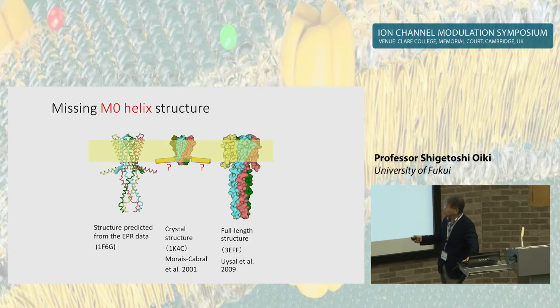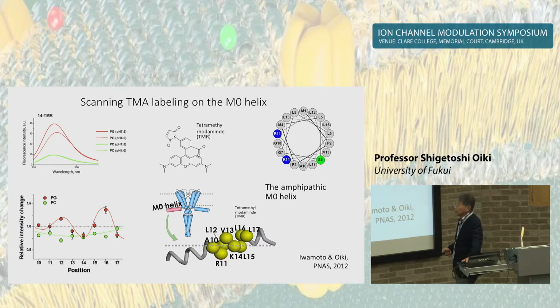This is a result of the EPR predicted structure, and this is the N-terminal M0 helix. But in the crystal structure, even though there is the N-terminal part, it is not resolved. And even though it is called the full-length structure, the N-terminal M0 helix has not been resolved. So people were not interested in the M0 helix, but we found from the mutational experiment that the M0 helix should be very important. This is a fluorescence labeling experiment to see the importance of the residues.